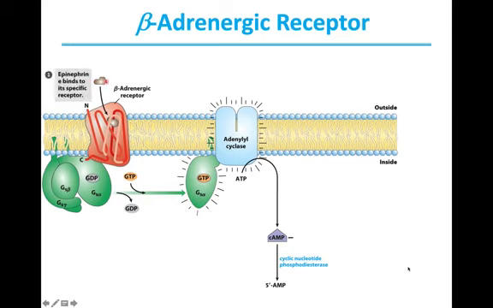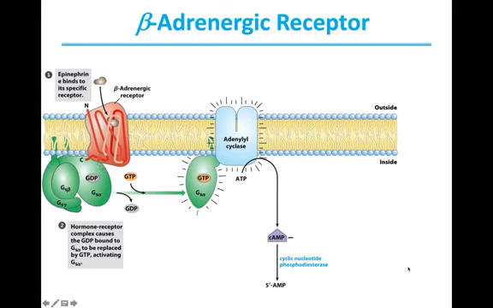The binding of epinephrine, a small molecule, to the beta adrenergic receptor promotes a conformational change in the receptor's intracellular domain, that is, on the inside of the cell, that affects its interaction with an associated protein, the G-protein, as shown here in green. Now, the G-protein is a complex of 3 different subunits: GS gamma, GS beta, and GS alpha.